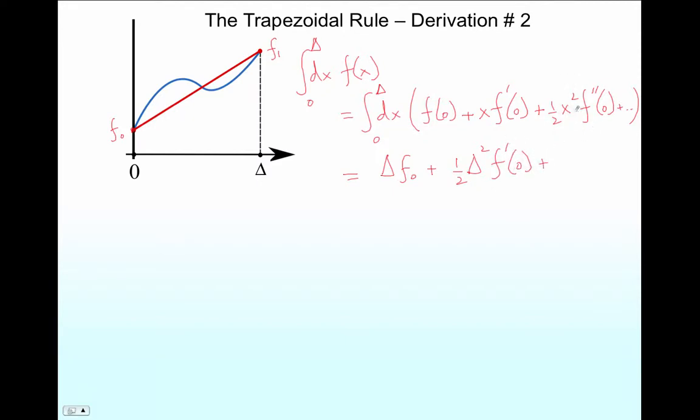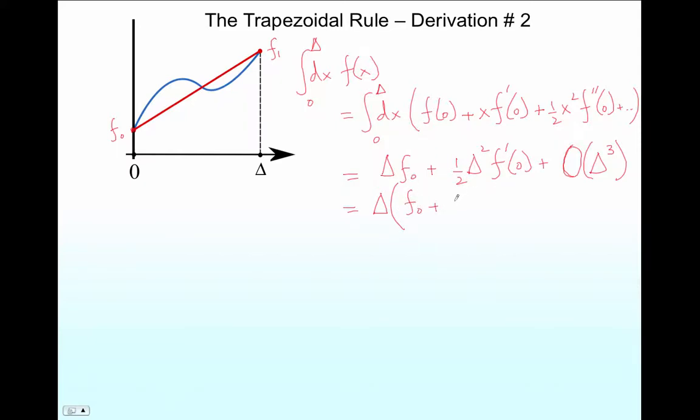And now I have to integrate half x squared, which will give me a sixth x cubed. But I'm not going to be evaluating this term. That's beyond the trapezoidal approximation. And so we'll simply say that that is a term that is of order delta cubed. And by writing O of delta cubed, that means that these are the kinds of terms that we're going to neglect.